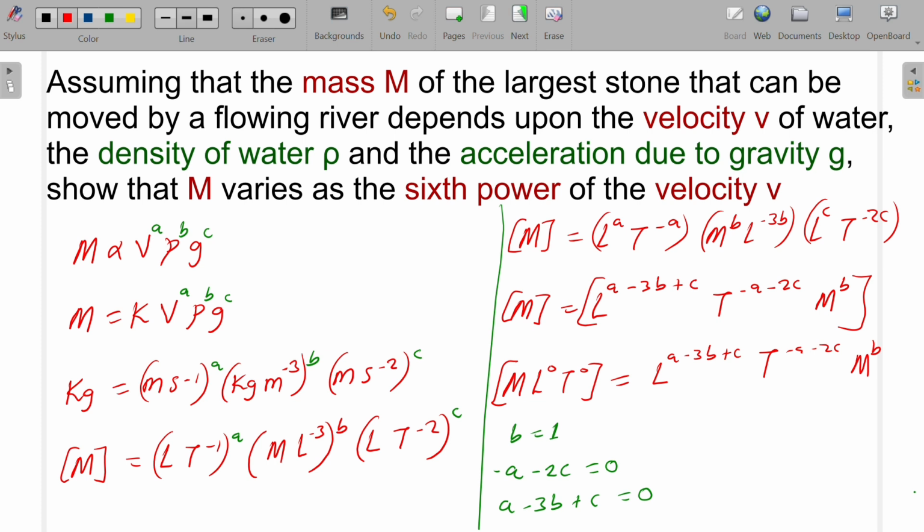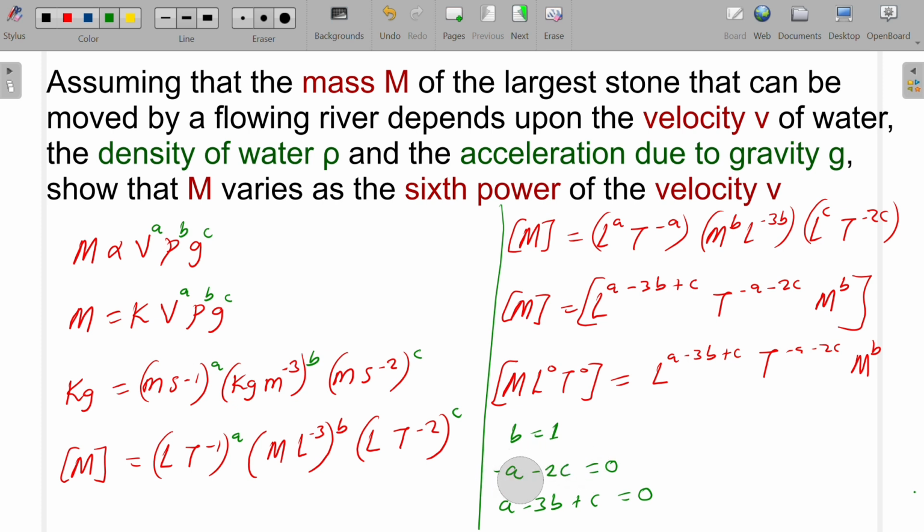All right, so that's the job we have. To find the powers of a, b, and c, we need to solve these equations as simultaneous equations. We have b equal to 1. B is already found: the power that we have for b is 1. We need to establish what a as a power is equal to and what c as a power is equal to. How do we do that? So let's start with a.